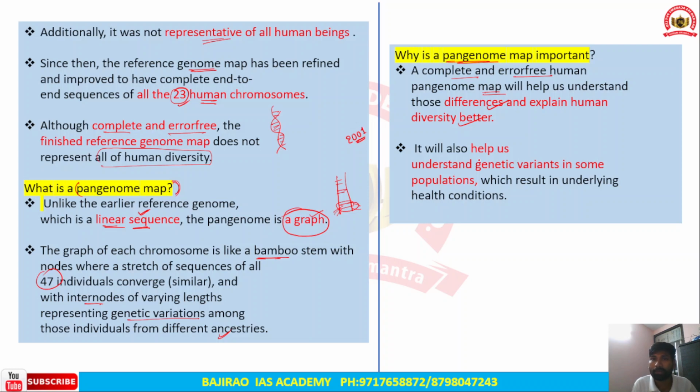It will also help us understand the genetic variations in some populations, and these genetic variations also result in underlying health conditions. Okay, the pangenomic map also has applications like drug manufacturing or drug making, and will also help us understand genetic driven diseases like cancer. Okay, so this is all about genome sequencing, reference genome, and pangenome map.